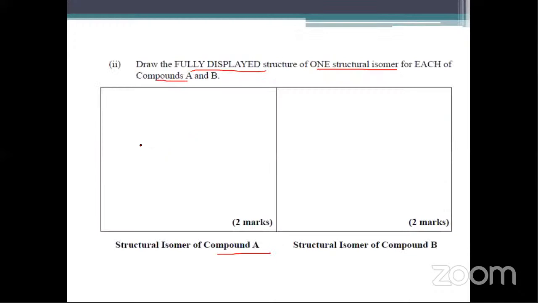So we're going to draw that. You have your branch at the top as usual, and the branch that was here, you take it and put it on the second carbon. So you see that looks very different now. Then you add your H's. Remember, each carbon must have 4 bonds.